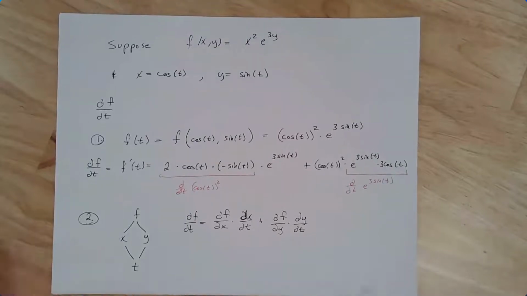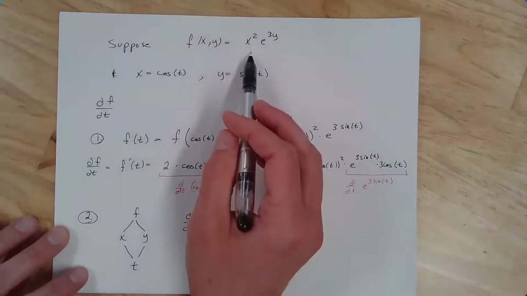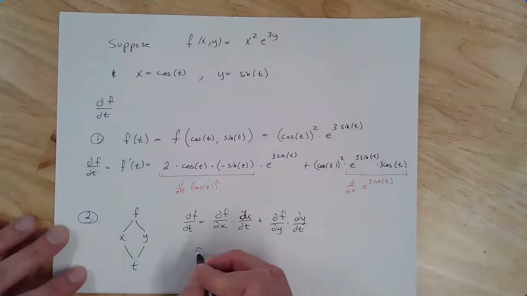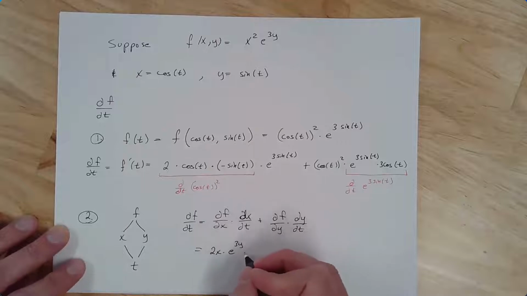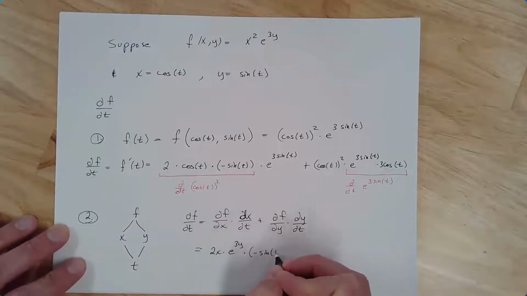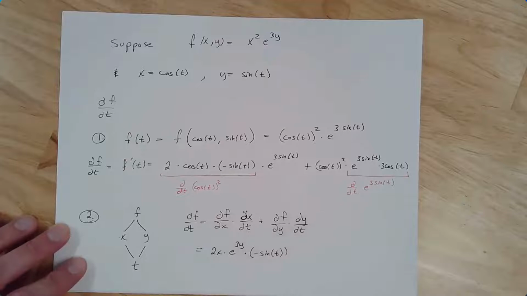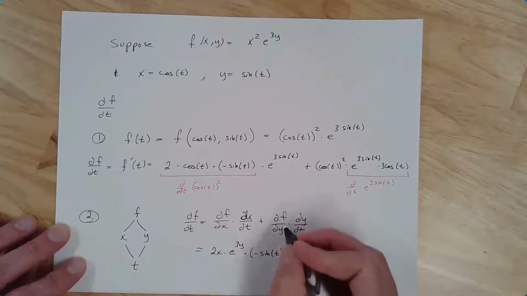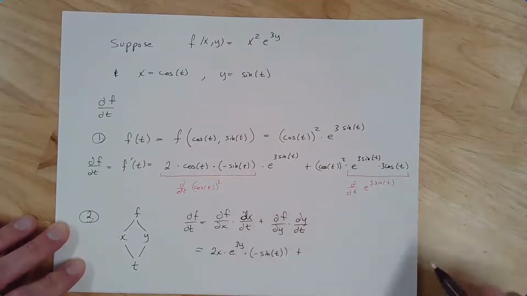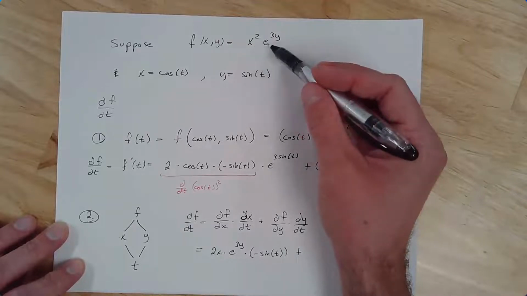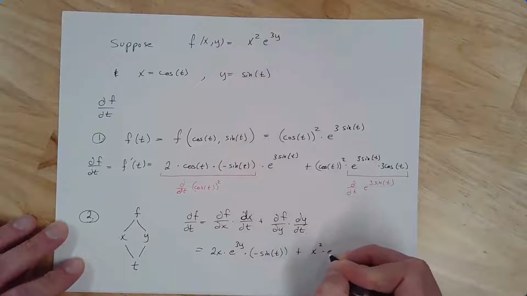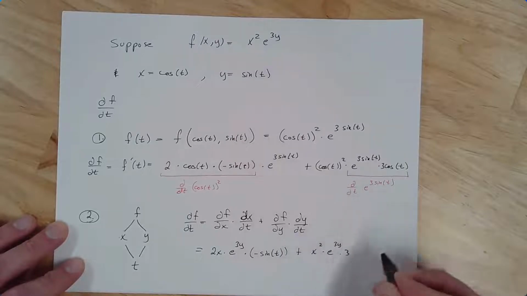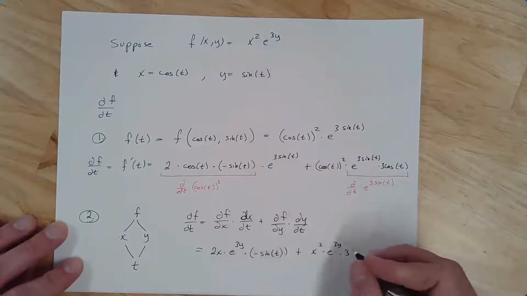Okay. So looking at our original function, del f del x is just 2x times e to the 3y. dx dt is negative sine of t. And then del f del y is, well, the derivative with respect to y is x squared times e to the 3y times 3. And then dy dt is cosine of t.